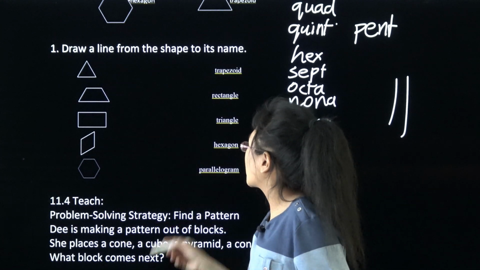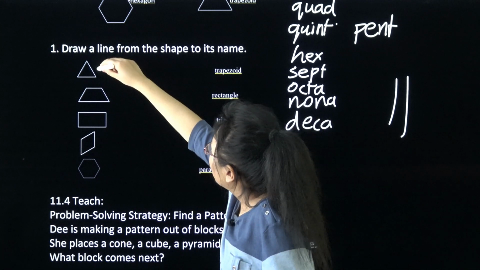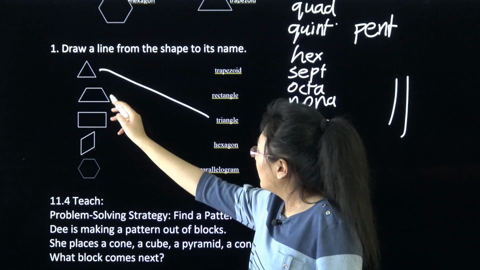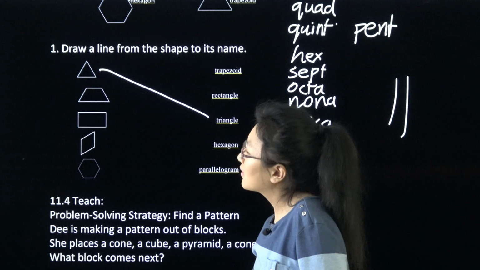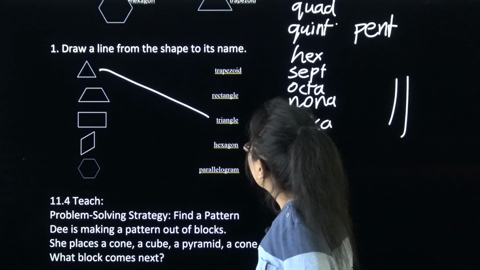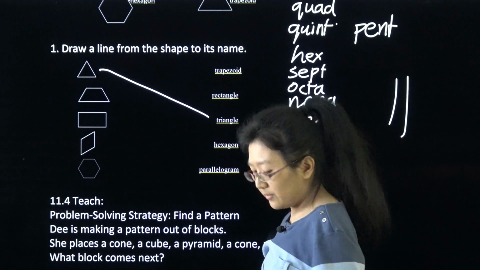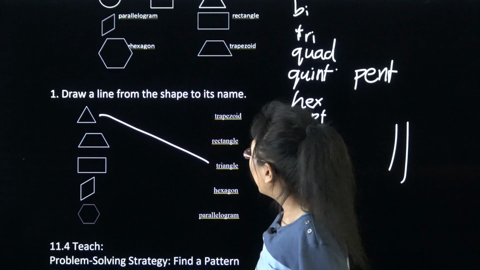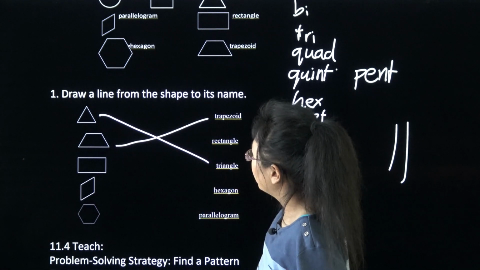Well, the prefix for 3 is tri. So then this would be a triangle. What's this shape? Well, it's that weirdish shape that we learned before from this to be a trapezoid. So this is a trapezoid.